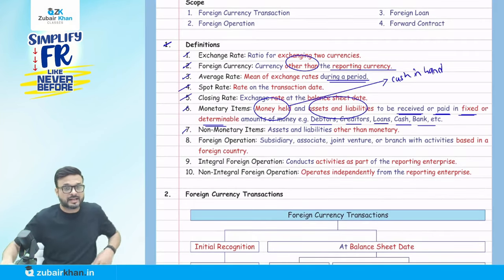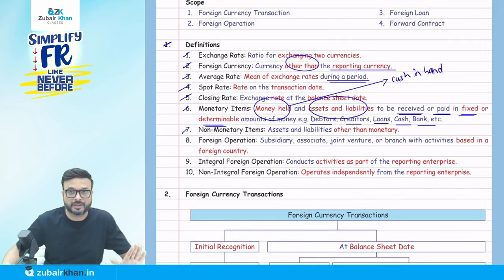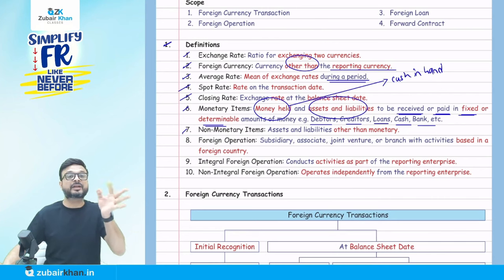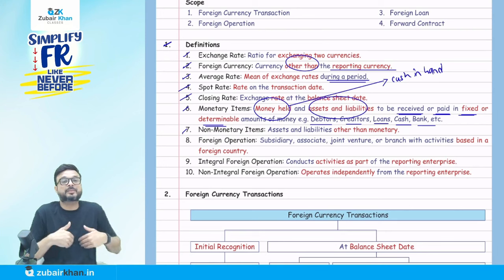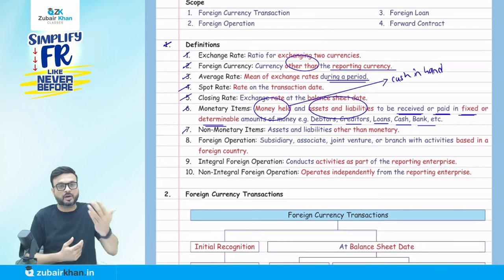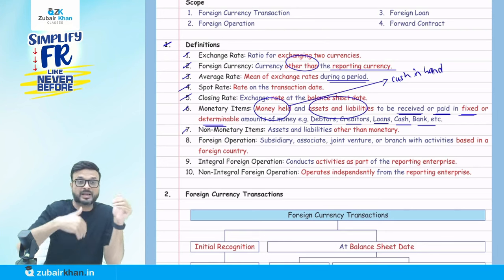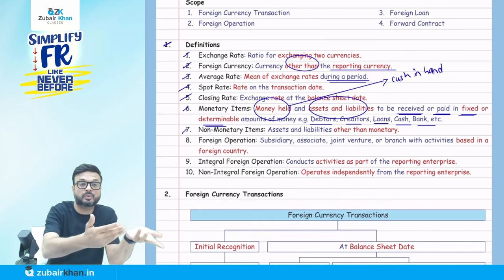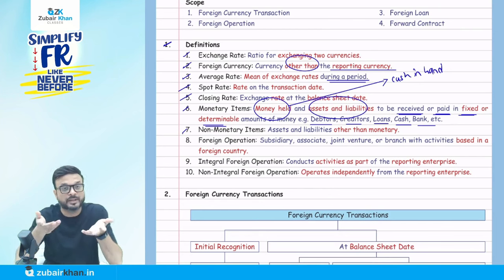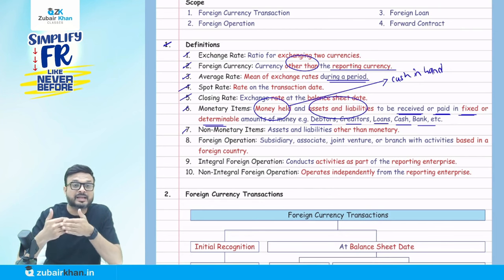So what they're saying here is that any asset or liability which is to be received or paid in fixed or determinable amount. It means we know how much amount is receivable, how much I'm liable to pay. For example, we know that from debtors, how much is receivable, how much I'm liable to pay to creditors, how much I'm liable to repay the loan. So these are the monetary items.